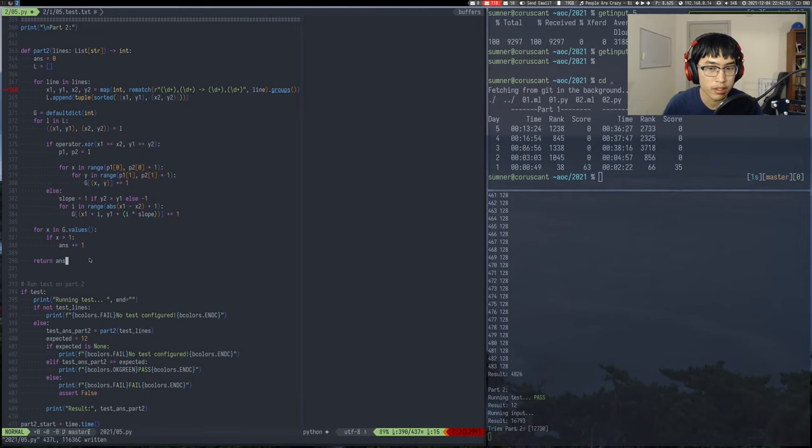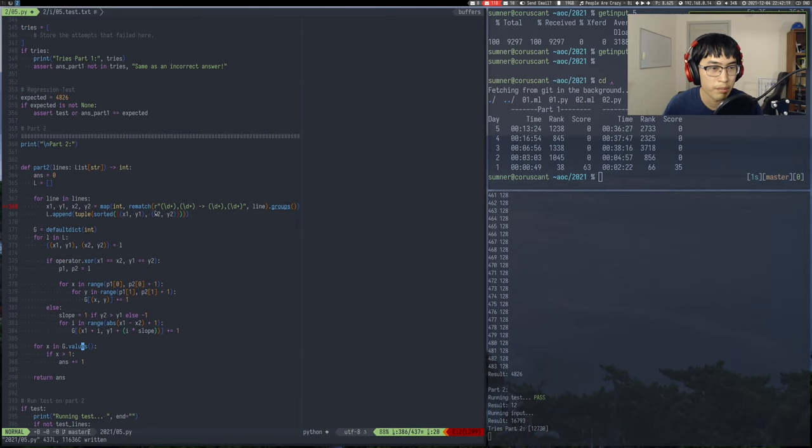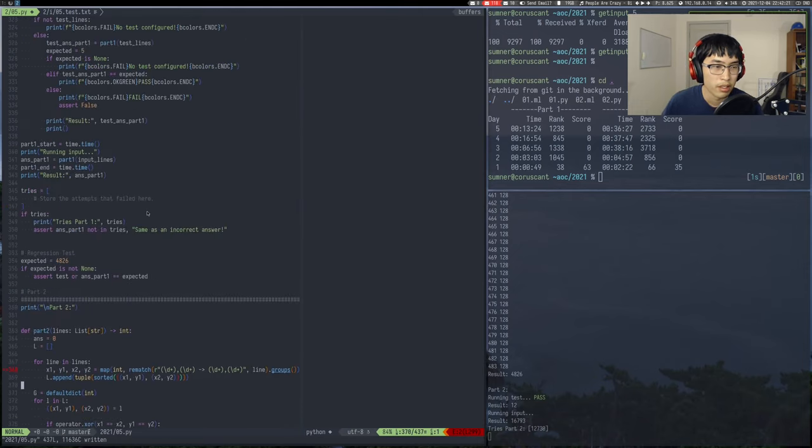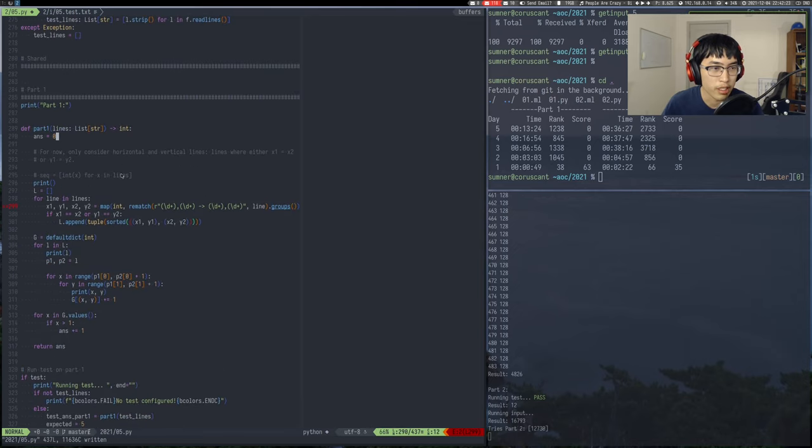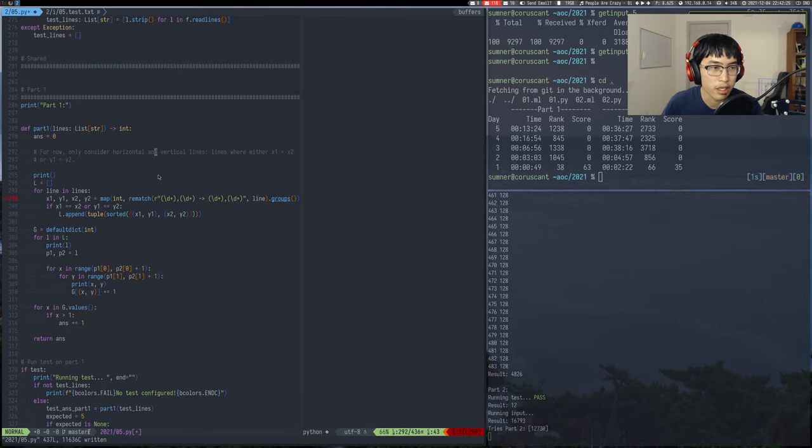So what else is there to say here? What did I think of this problem? I thought it was actually decent. I kind of liked it. I didn't do well, but you know, that's whatever.